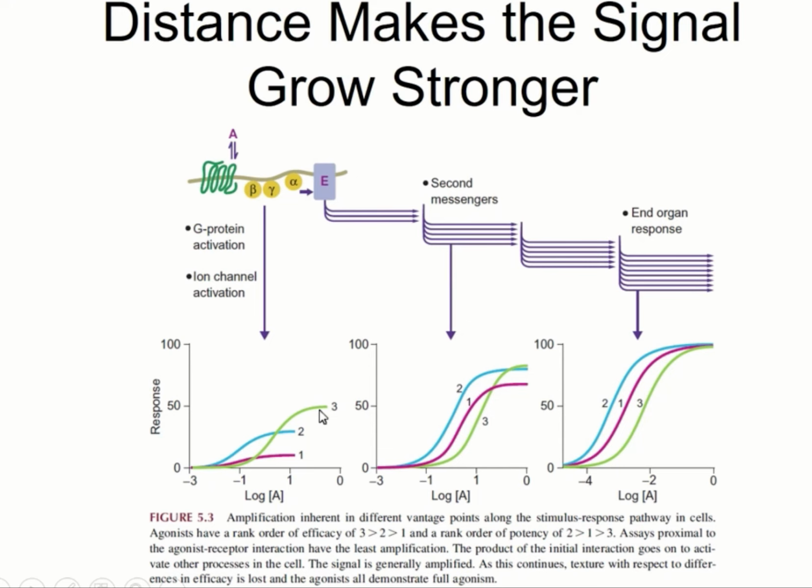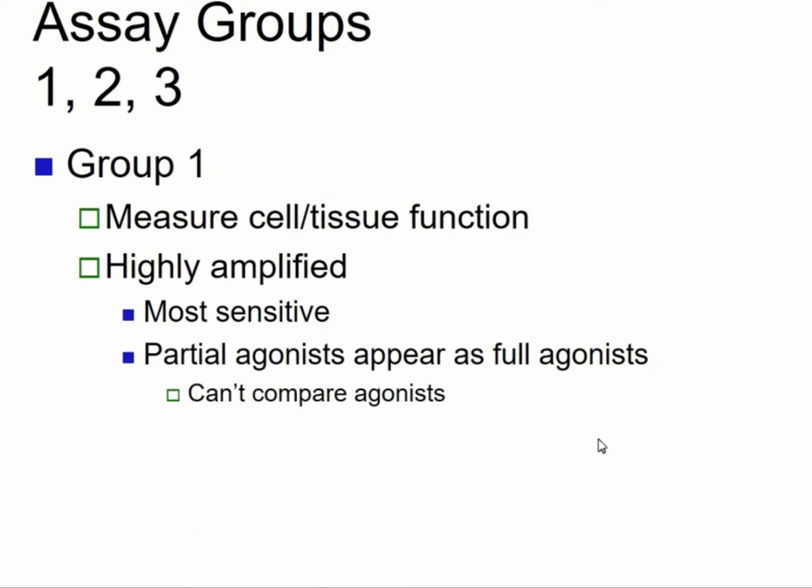If we go all the way to the end of the cascade, and we measure the cellular response or the organ response, now everything has been so amplified that all 3 agonists are capable of producing the same maximal response. Our potency has not changed though. And so fortunately, this amplification doesn't mask changes or differences in potency. However, it can make it very, very difficult to tell whether one drug is more efficacious than another, and also is something a partial agonist or a full agonist.